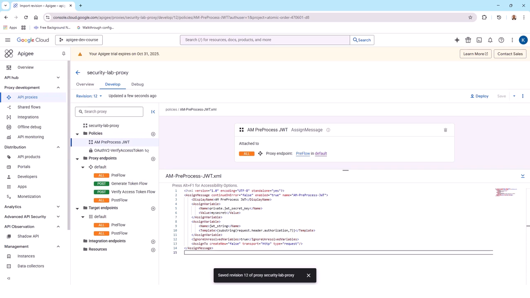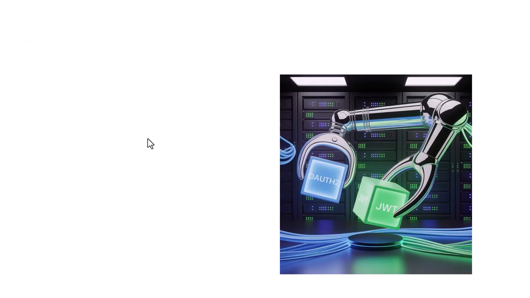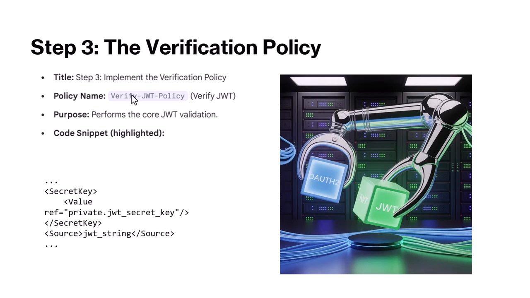All right, now let's move on to step 3, the next step. With our pre-processing done in the previous step, we can add the second policy. So again we'll click the plus step right after the first policy and select Verify JWT policy.